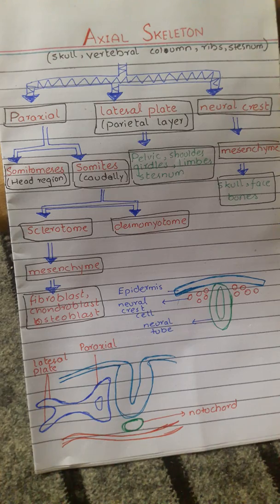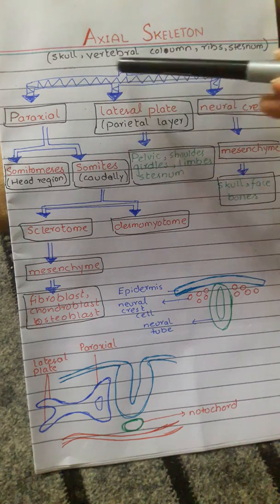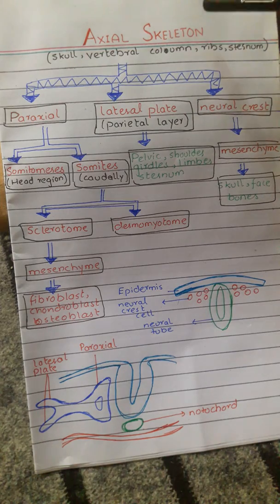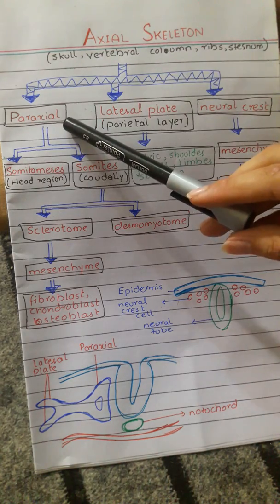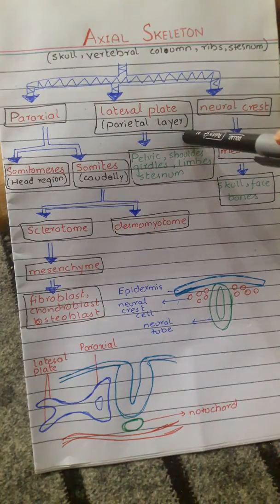Today the topic is the axial skeleton. The axial skeleton consists of the skull, vertebral column, ribs and sternum. The axial skeleton originates from the paraaxial mesoderm, the lateral plate or the parietal layer of the lateral plate, and the neural crest cells.